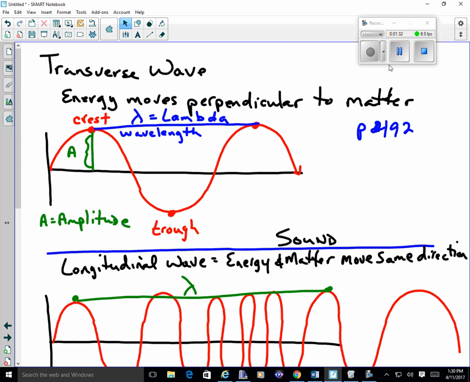Now the big deal about a transverse wave is it's much like a slinky. The slinky goes up and down, but the energy goes from left to right. On the next wave, which is more like a sound wave, it's called a longitudinal wave. In a longitudinal wave, the energy and the matter both move the same direction. So think about a slinky being stretched out, but going back and forth from left to right.